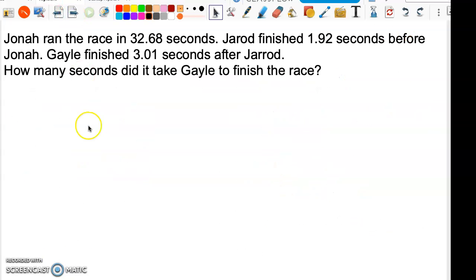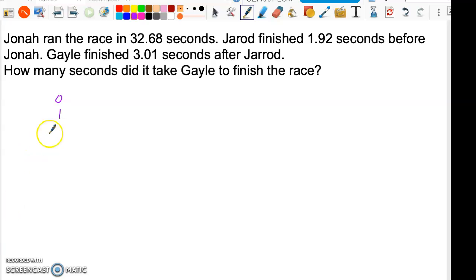All right, moving on to Jonah and the race. So here I have Jonah and Gail and Jared, and they're all in a race. Jonah ran it in 32.68 seconds. So let's make a little diagram. All right, so here's Jonah, and everybody started at time 0, right?